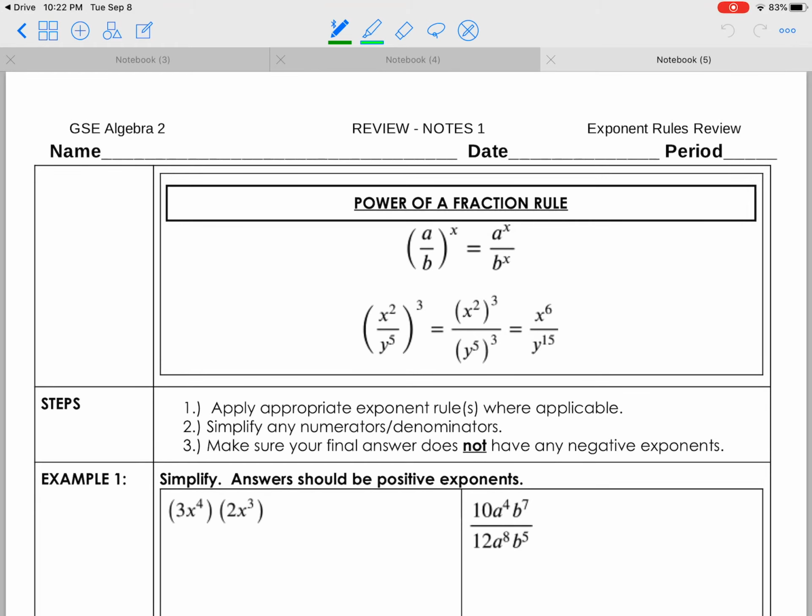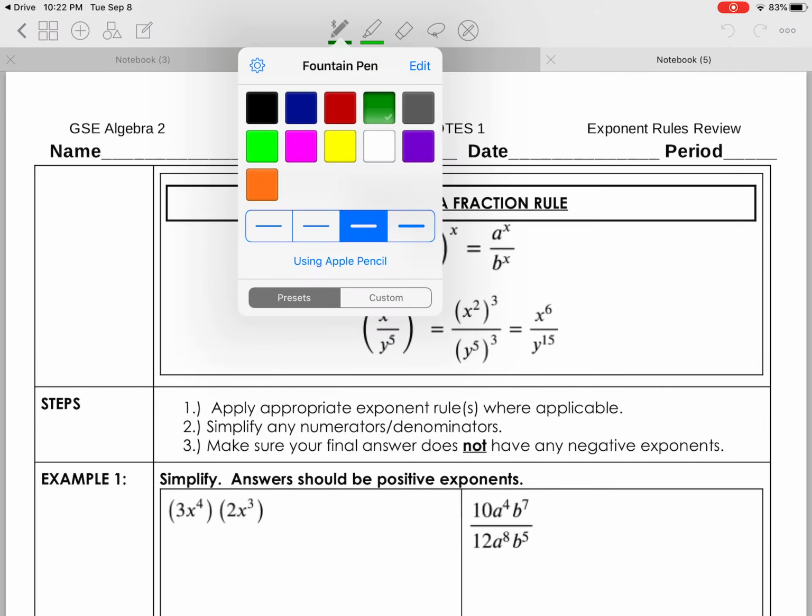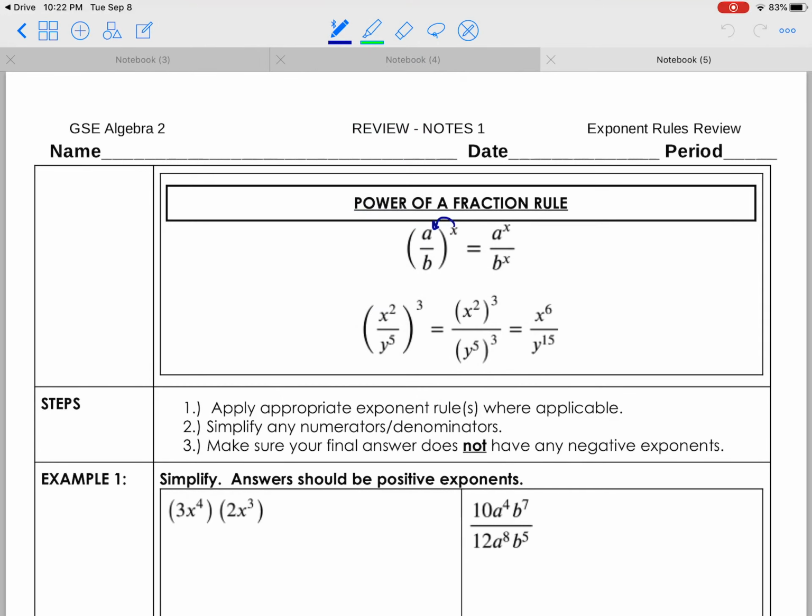And the last rule, power of a fraction rule. If I have a fraction in my parentheses and it is raised to a power, then I'm going to take that power and distribute it to both the top number, the numerator, and to the denominator. So it's going to be a to the x over b to the x. So if we look at this example, x squared to the third, I'm going to move it to here. That's going to give me this x squared to the third. And then the 3 is also going to go to this y to the fifth. So I have y to the fifth to the third.